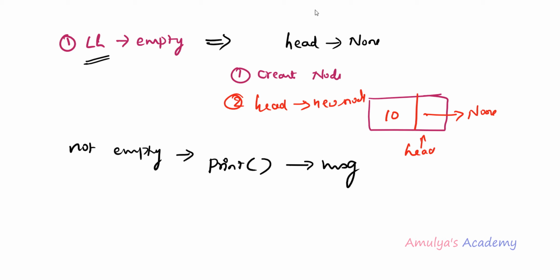That's it. To write this method, first you need to check whether the linked list is empty or not. So we are writing this method to add the node when the linked list is empty. If it is not empty, then I'll just print a message that the linked list is not empty. If it is empty, then create the node and point head to the new node. So let's write the program.